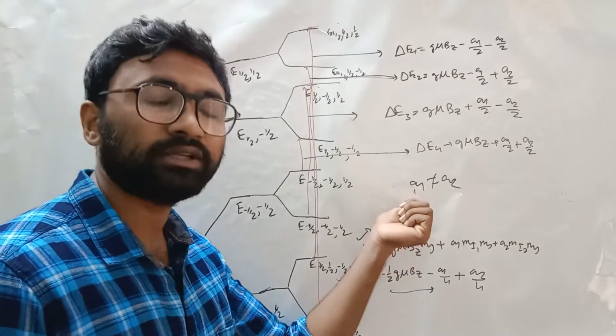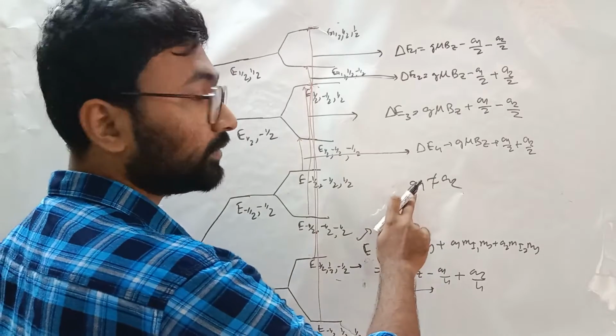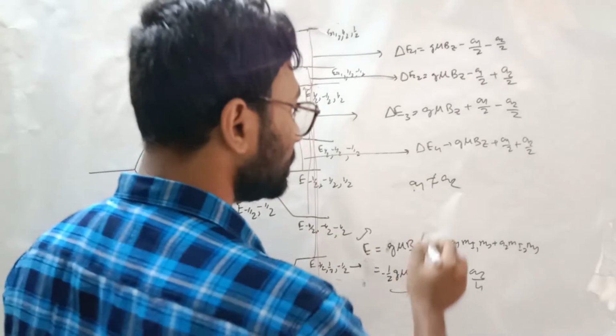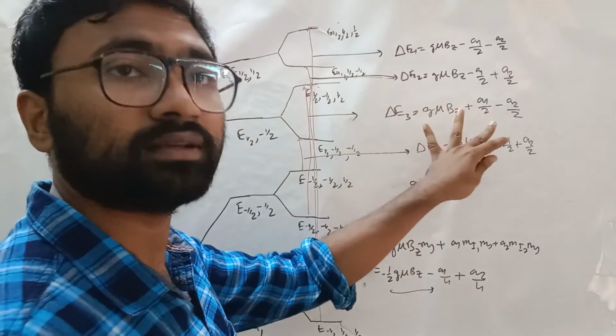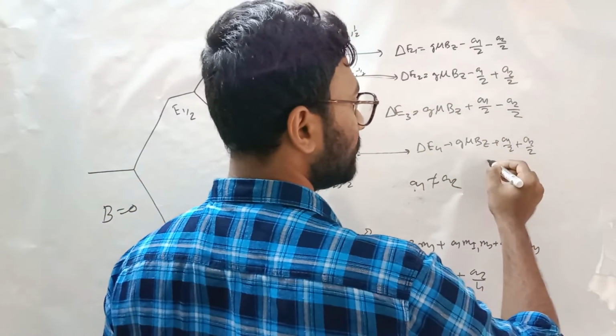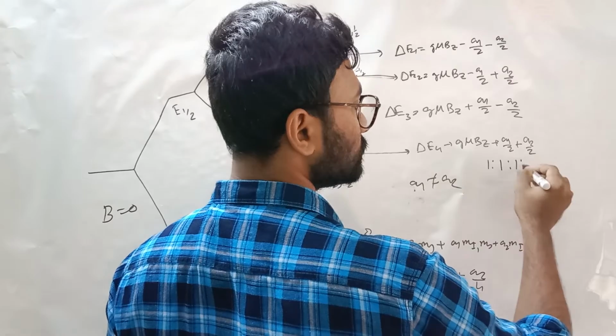Now there is an interesting fact. This is the hyperfine splitting constant, and we have taken A1 not equal to A2. Now see, if A1 is not equal to A2, then four transitions are there, and they have the intensity 1:1:1:1.